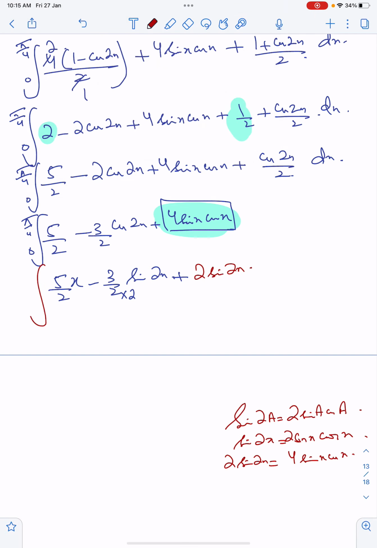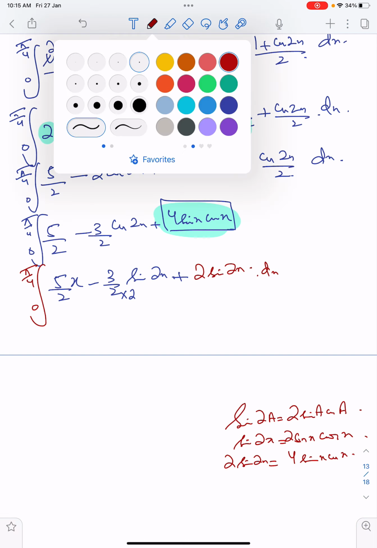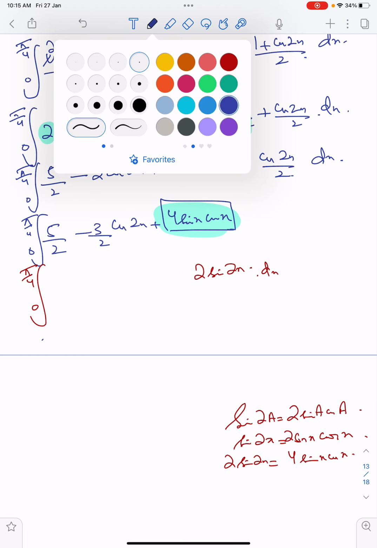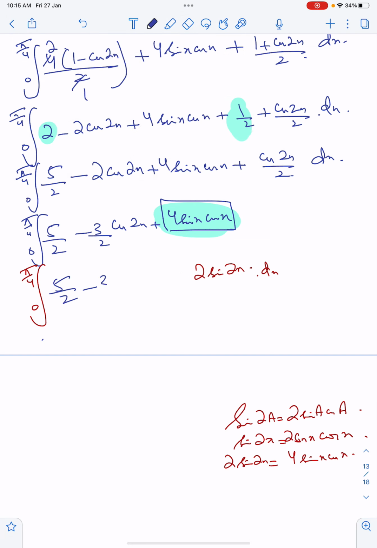Okay, now I'm going to start with the integration process, with pi by 4 and 0 as the limits in the next step. Okay, I'm so sorry. Here I'm just reverting back to the normal thing because I don't want to start integrating from this step. So I'm writing 5 upon 2 minus 3 upon 2 cos of 2x plus 2 sine 2x. Instead of this, I've written this now. Now I'm going to start with integration in this step.